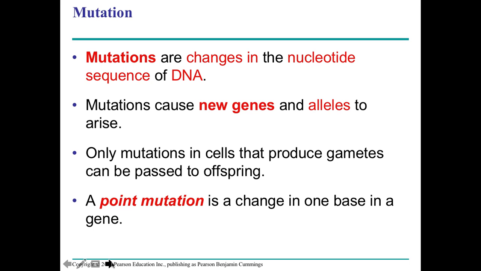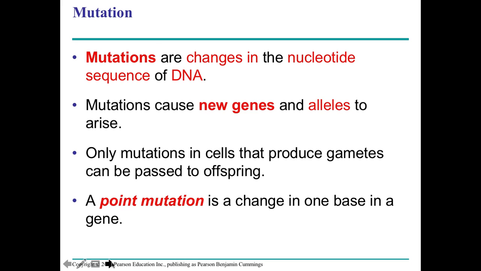So, mutations. We talked a little bit about that when we talked about the DNA unit, and mutations are just changes in DNA. That's all it is. You change the nucleotides, the letters: adenine, thymine, cytosine, guanine. Any change in DNA is called a mutation. And mutations can actually cause new genes and alleles to form, different forms of a gene, because we have different amino acids being made, different proteins being made because of these mutations.